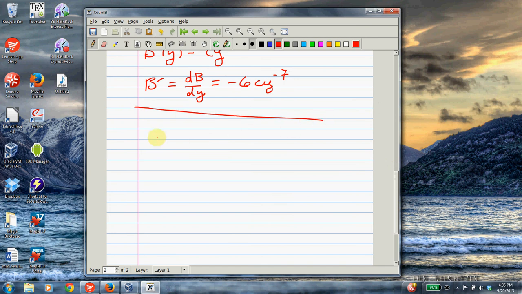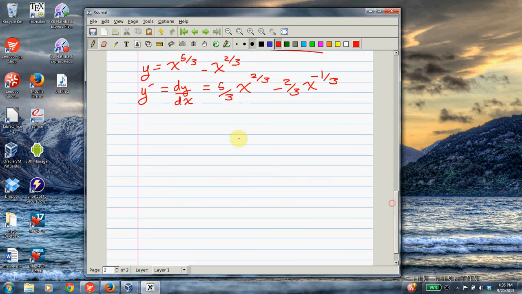So let's keep going. Now I've got y is equal to x to the 5/3 minus x to the 2/3. So what is y prime? Otherwise known in this case as dy dx. It's equal to 5/3 x, and now I take 1 away, so that makes this 2/3, and minus 2/3 x, now take 1 away, and that becomes minus 1/3. We did this problem in class. Okay, so that one's done.